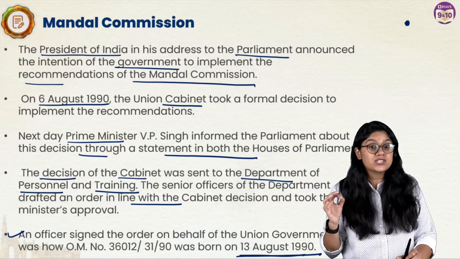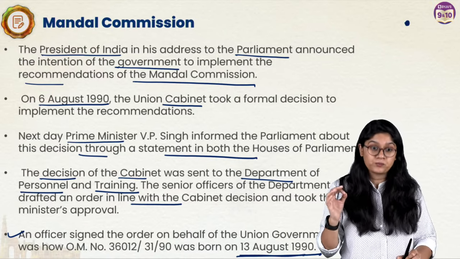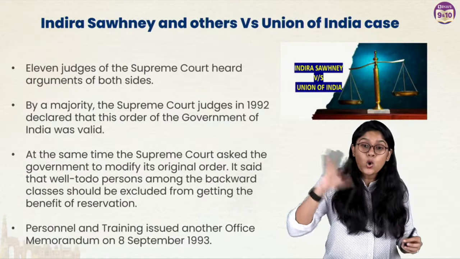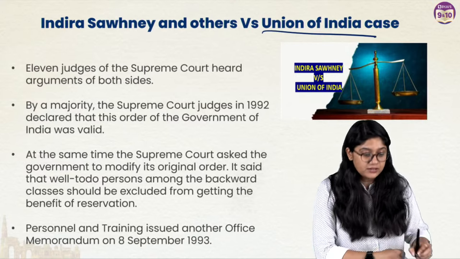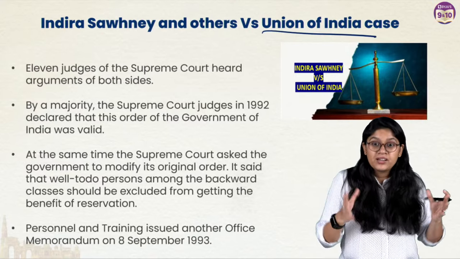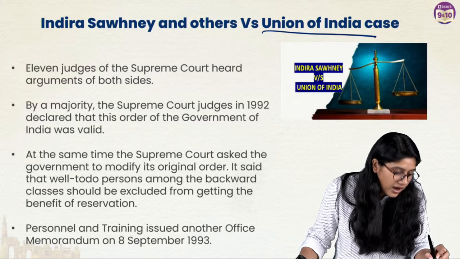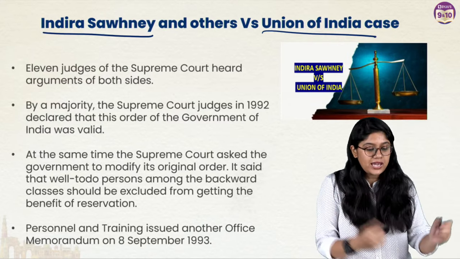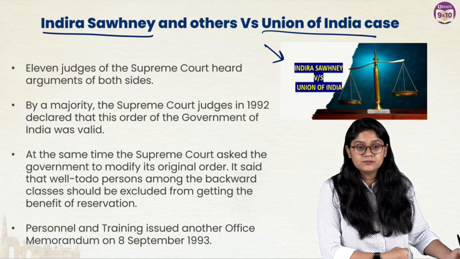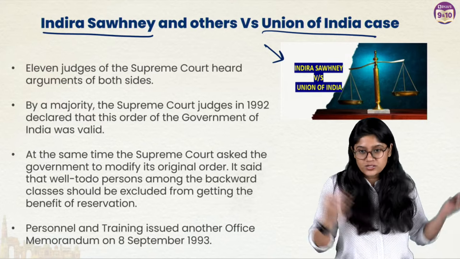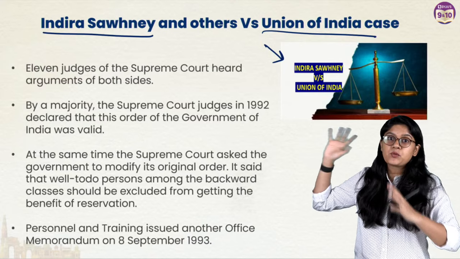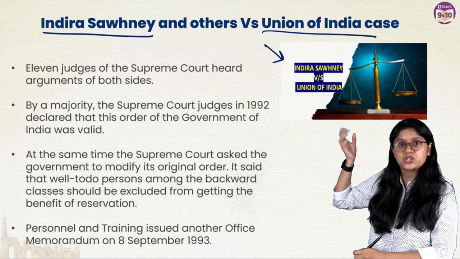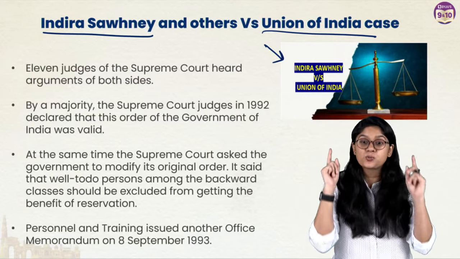Now furthermore, we saw a court case also. It's a very famous court case, everyone. There was a court case between the Union of India, basically the Union of India against the government. We have Indira Sawhney, and of course with other people, she filed a case against the Union of India. We have two parties. Indira was saying that we should not have the reservation, whereas the Union of India, the government, is saying that reservation is good. So they went to the Supreme Court.